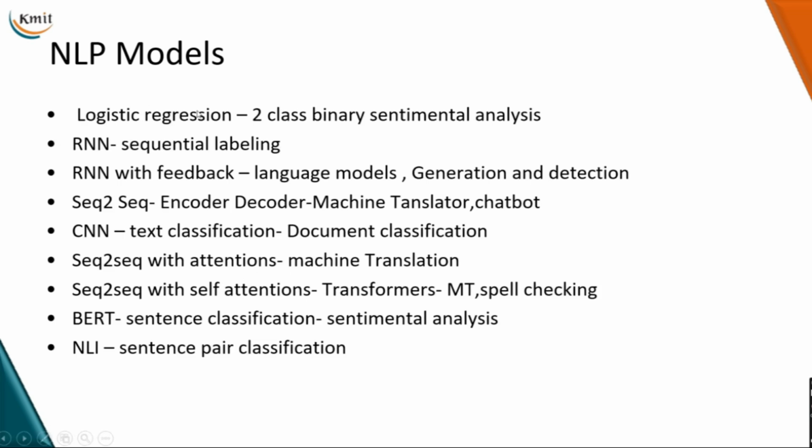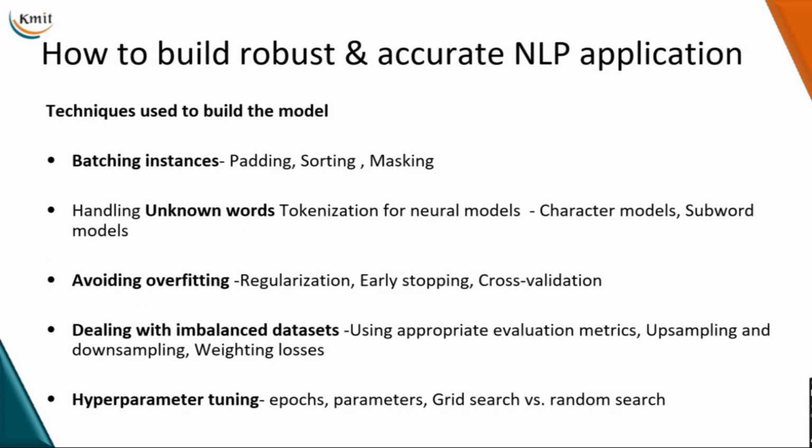We have seen so many NLP models, starting with logistic regression for sentiment analysis. We have seen RNN for sequential labeling tasks and language modeling. We have seen sequence to sequence models, for example machine translation and chatbots, and we have seen how to do text classification using CNN, sequence to sequence with attention, the transformer model, BERT. We have also seen the NLI model, natural language inference. Now these are the major things that we consider when we want accurate NLP applications. First one, batching instances, that I am going to discuss in detail today. After that, we will also see how we avoid overfitting of the model, how we deal with imbalanced data sets, and how we do hyperparameter tuning.